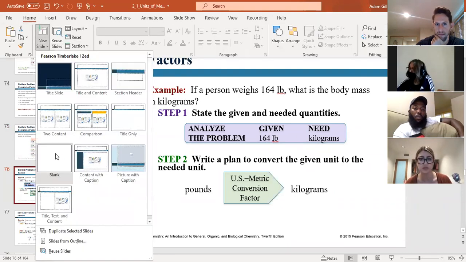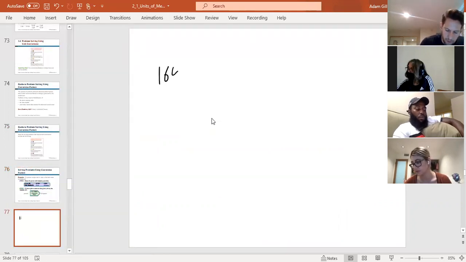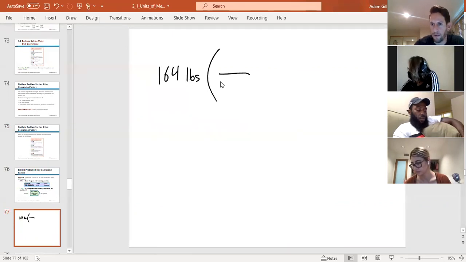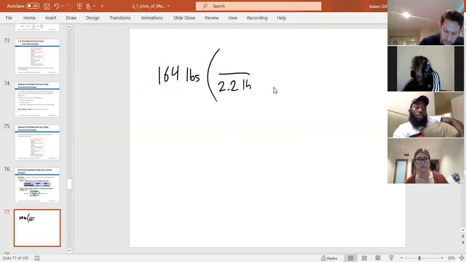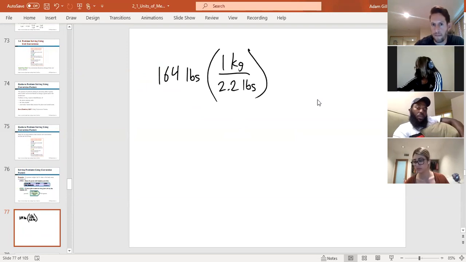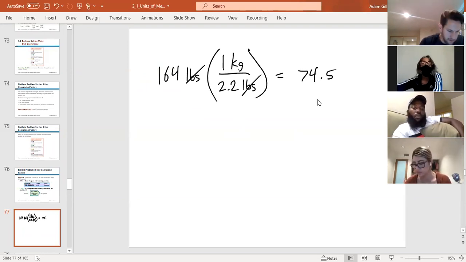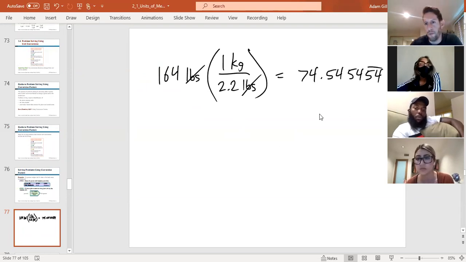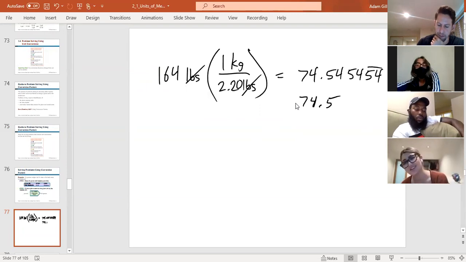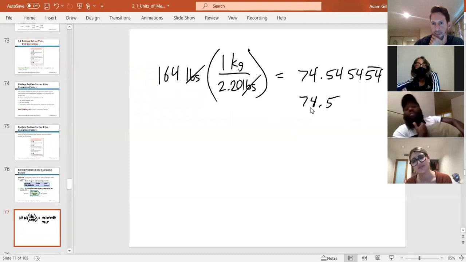You said the conversion is 2.2 pounds per kilogram. So 164 pounds, and we want to multiply that by our conversion factor. We want to get rid of pounds, so we want the pounds on the bottom: 2.2 pounds per 1 kilogram. So pounds will cancel. 74.545454 repeating. So what do we want to round this to be accurate? The conversion factor is actually 2.20, so it's 3 sig figs. 74.5.